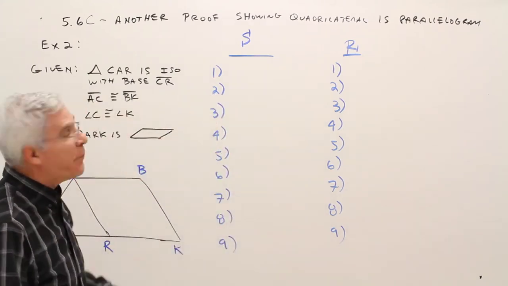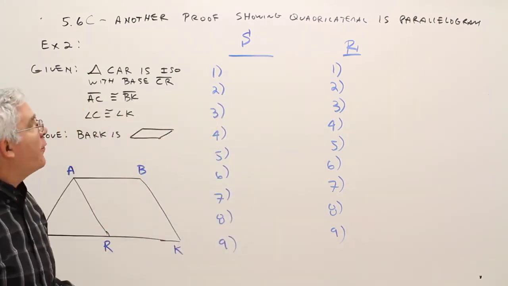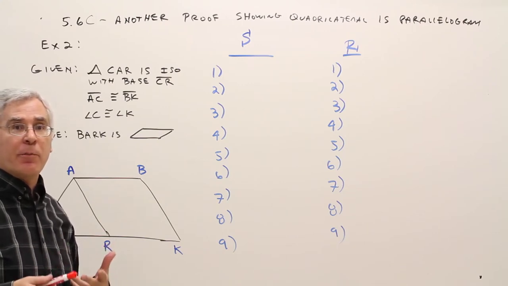Welcome to video 5.6c, another proof showing that a quadrilateral is a parallelogram.